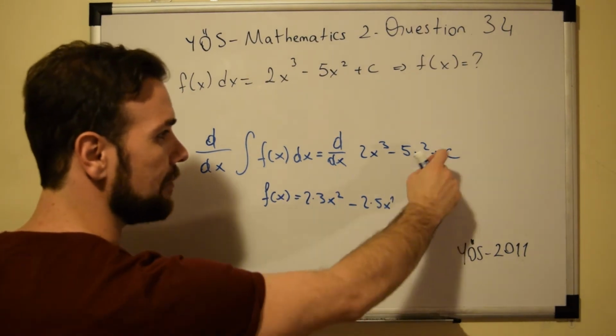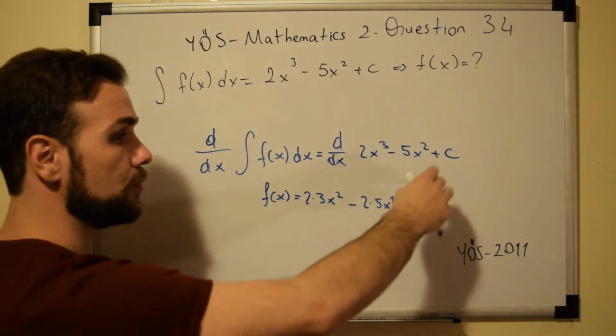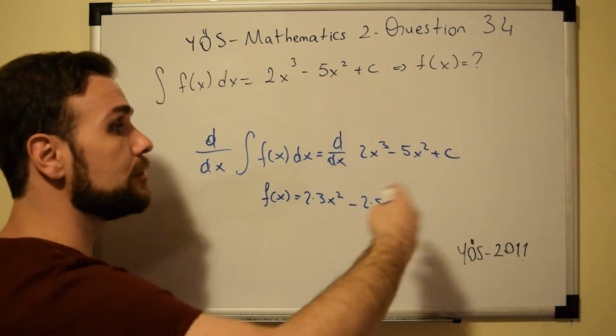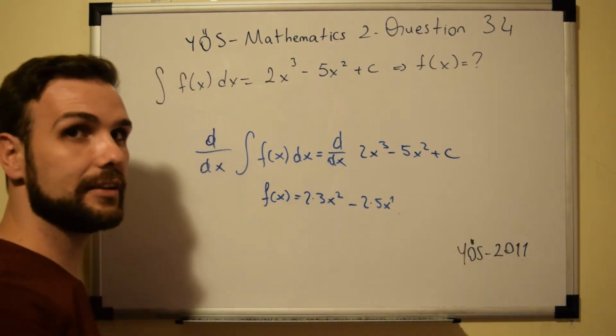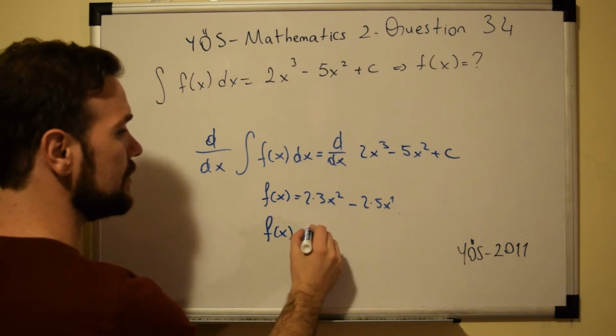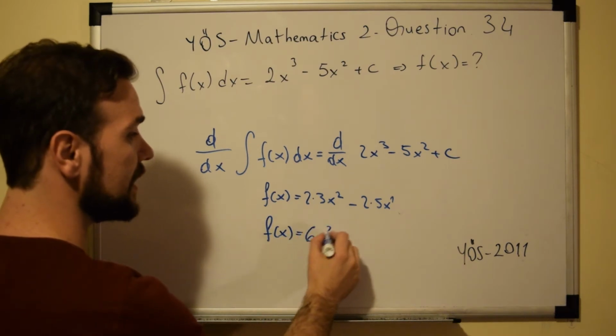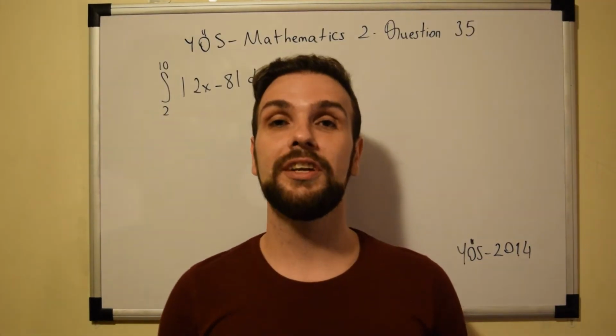Now, in this case, we don't have plus c, because c doesn't have x as a factor. Whatever value it is, as long as it doesn't have x as a factor, it becomes 0. So as you can see, f(x) is equal to 6x to the power of 2 minus 10x.